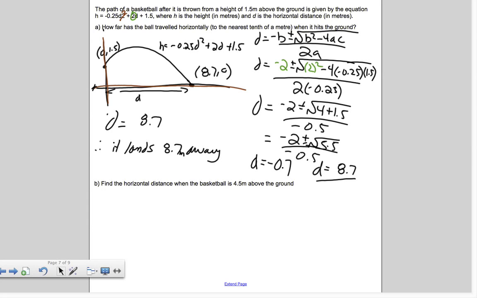Okay? So how can I find the horizontal distance when the basketball is 4.5 meters above the ground? It's the same thing.